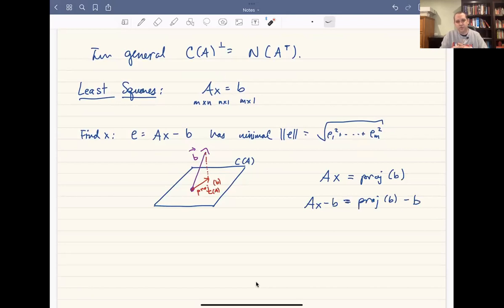But if you think about the projection minus b, that's the vector that you have to add to b to get the projection of b. In other words, it's the vector from the tip of b down to the tip of the projection. So it's going to be this vector straight down into the orthogonal complement of the column space of A. This is the vector that we called E.